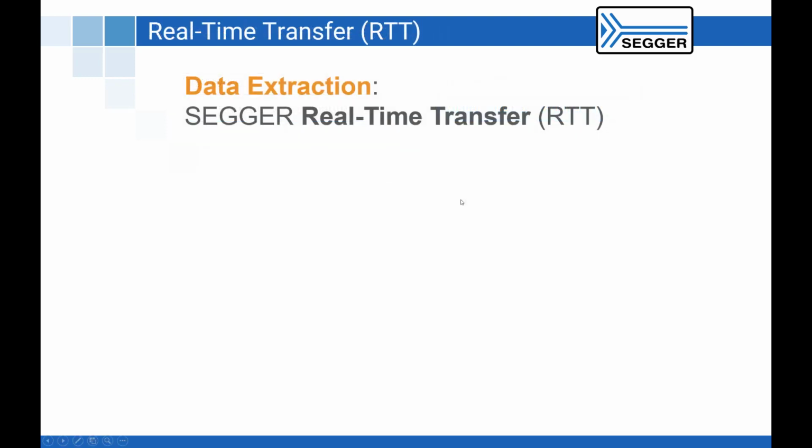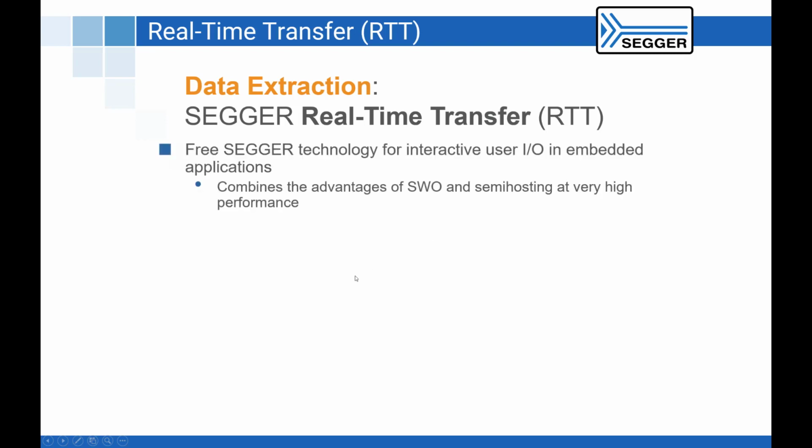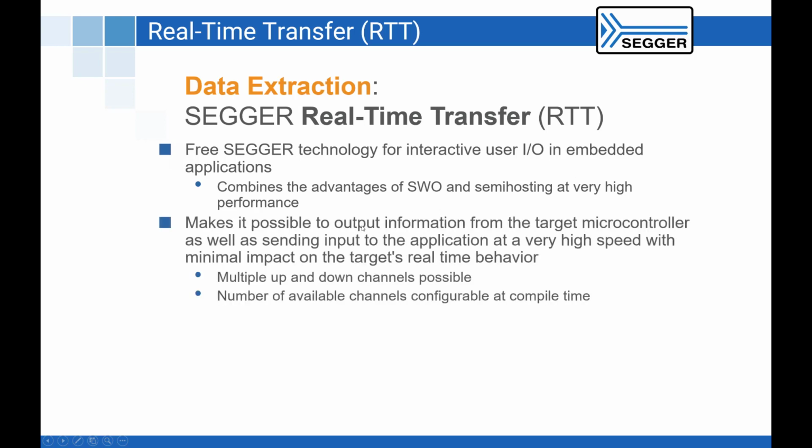So basically, from SEGGER, the components that we came up with to solve this problem or to implement the solution, I will introduce to you now. The first one I want to mention is the one we use for data extraction, and that is what we call RTT, SEGGER Real-Time Transfer. So RTT is free SEGGER technology for interactive user I/O in embedded applications, and essentially it combines the advantages of SWO and semihosting, and it's doing so at very high performance.